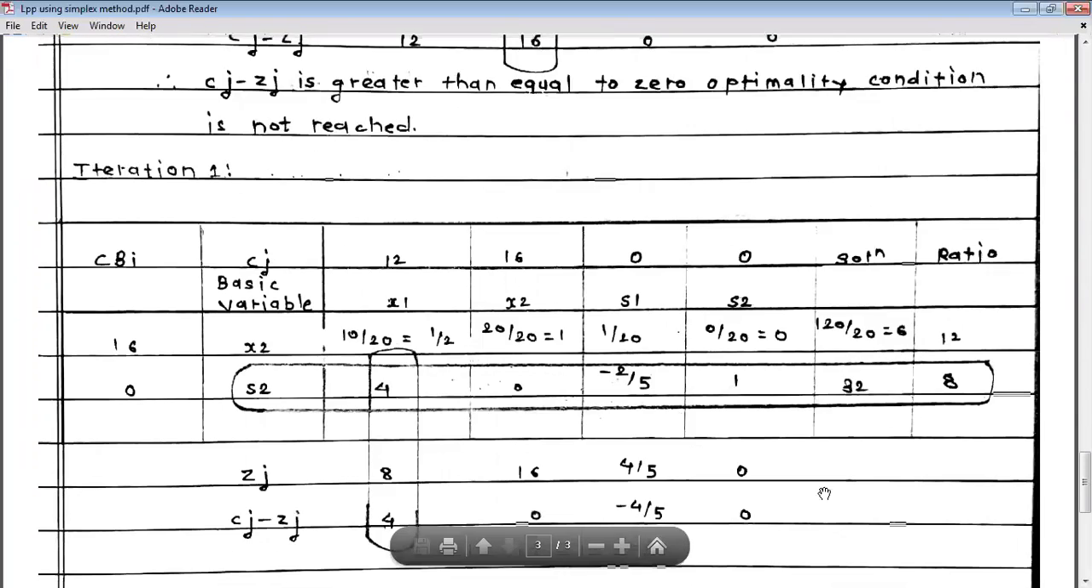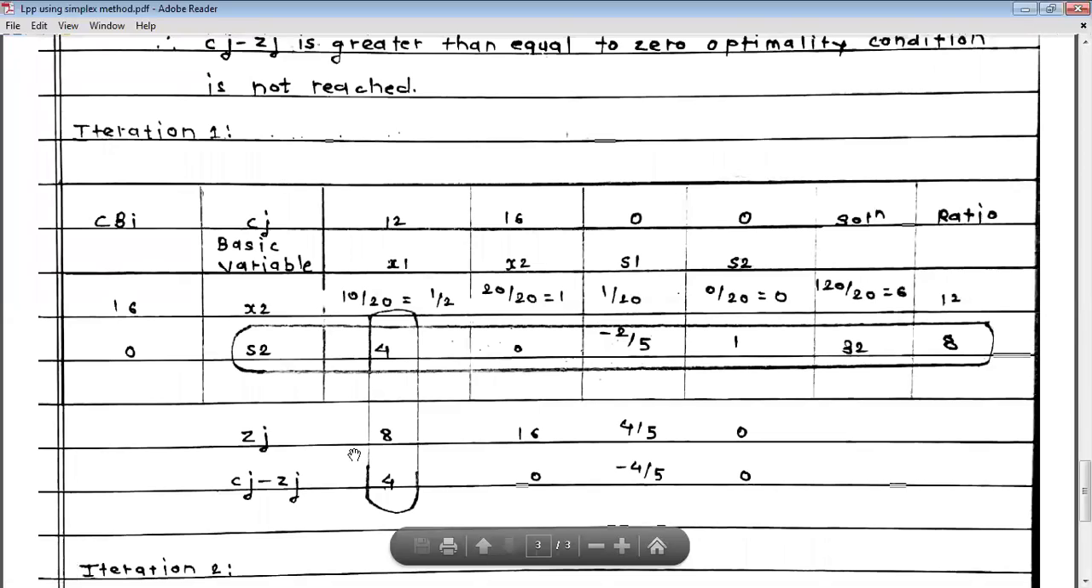After this, again you need to calculate the values of Zj. Now Zj will be, I'll tell you, 16 into 1 by 2, that is 8, plus 0 into 4, that is 0. So 0 plus 8 will be 8. 16 into 1, that is 16, plus 0 into 0, that is 16. Similarly, we'll be getting the remaining values.